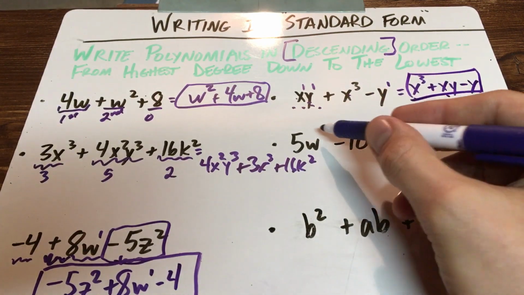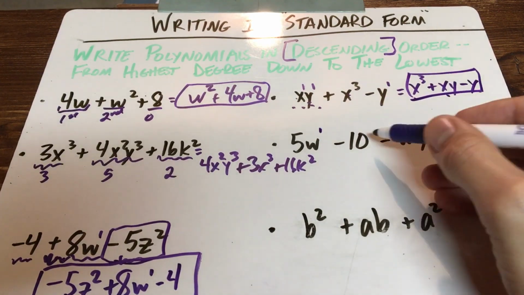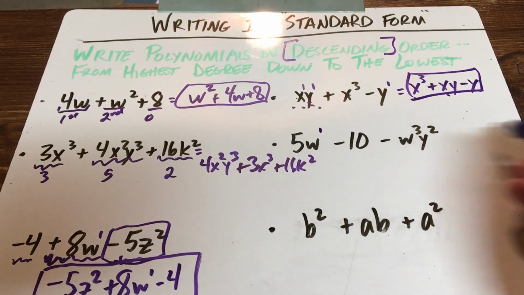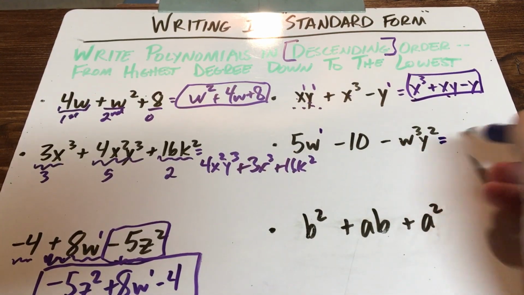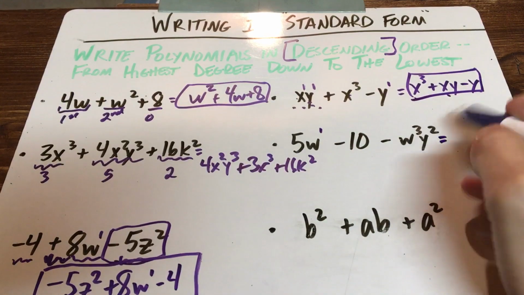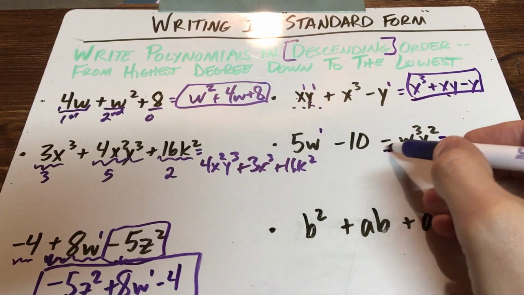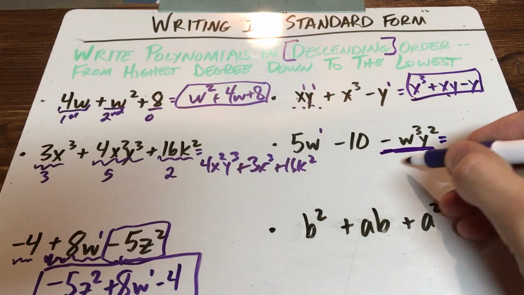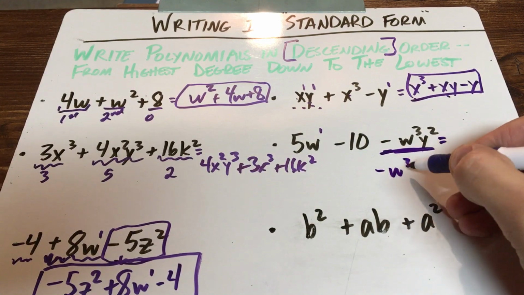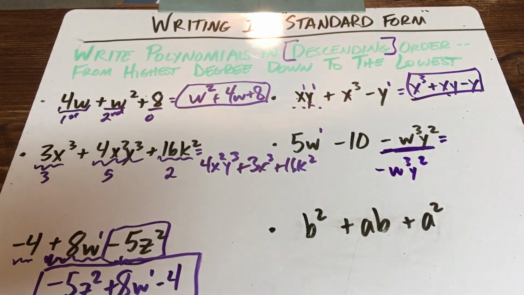This w is to the 1st degree. The 10 is to the 0 degree. This is to the 5th degree. So 5th degree is obviously going to go first. That's a lot higher than 1 or 0. It has a subtracting in front of it. So don't forget, this whole thing needs to be first. W to the 3rd, y to the 2nd, with a negative sign in front of it.